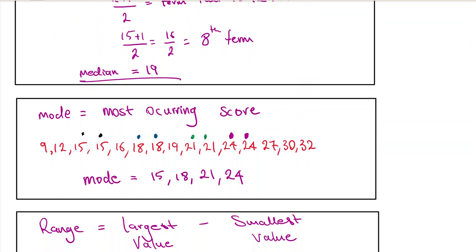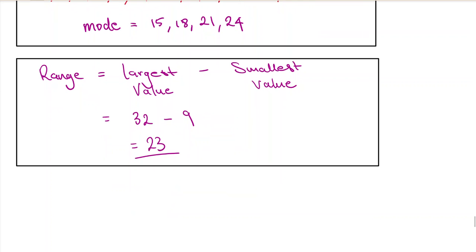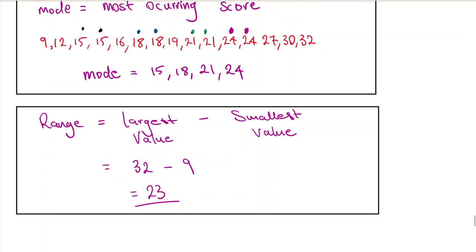The mode is the most occurring score. In this case, I have 4 numbers that repeat themselves twice, and so I have to have all of those 4 numbers as my mode. And the range is the largest value minus the smallest value, and I got that as 32 minus 9, which is 23.